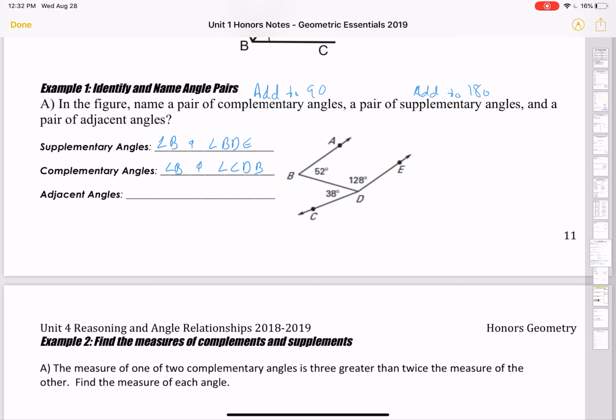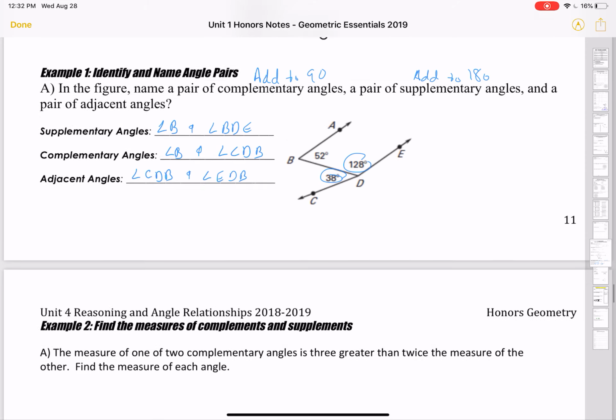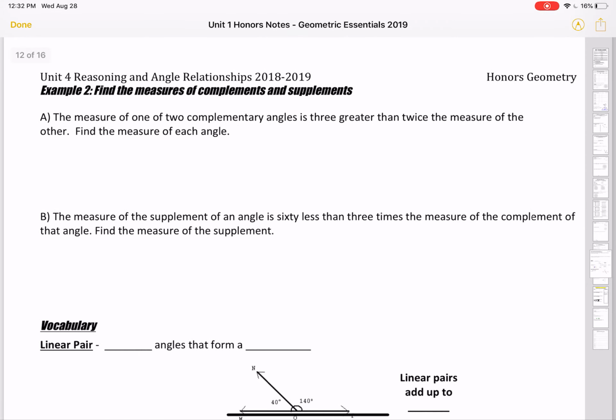And then angles that are adjacent to each other are going to be 38 and 128. So angle CDB and angle EDB. And I got to be specific there because you can see that D, that vertex, is shared between both of them. All right, so now we're going to do a little bit of algebra. So this is going to be translating a statement into an equation so that we can solve.